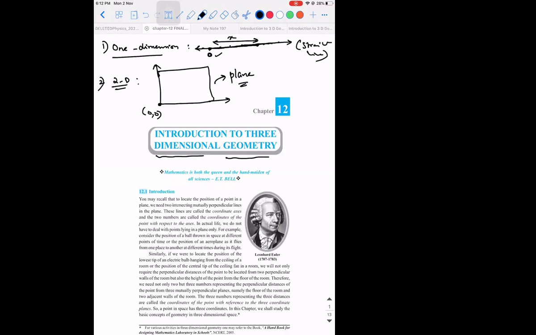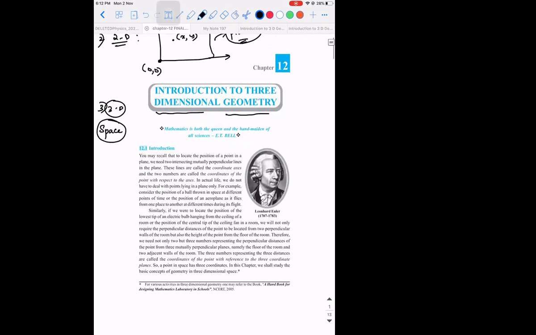Similarly, in a plane, if I take the reference of two variables, that is x and y, then I can define the coordinate of any point. The coordinate of any point in two dimension is always measured in a plane. Then what is the technical name given for three dimension? If one dimension is a straight line and two dimension is a plane, what do you call three dimension? It's called space. So that's what this chapter's introduction is all about.